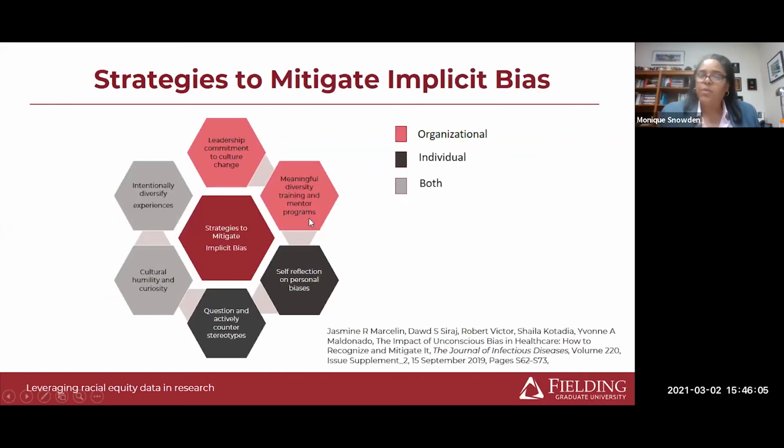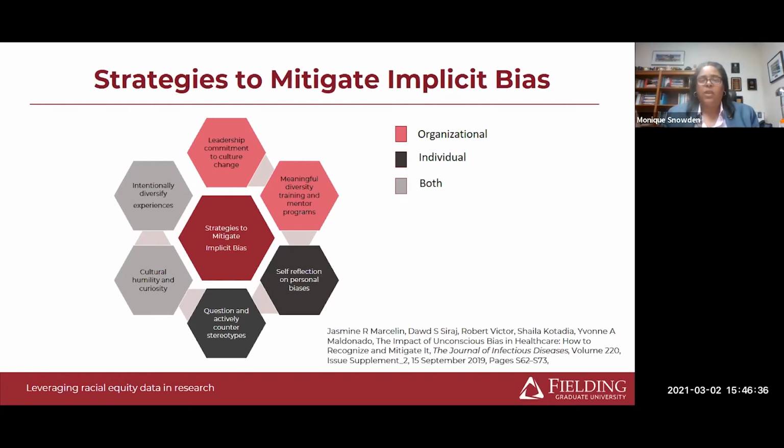So let's talk about some strategies, right? Here are some strategies to mitigate implicit bias. I've got a particular citation here for you from the Journal of Infectious Diseases. What these researchers came up with is how to recognize and mitigate and create some strategies at three levels: the organizational level, the individual level, and then looking at both.